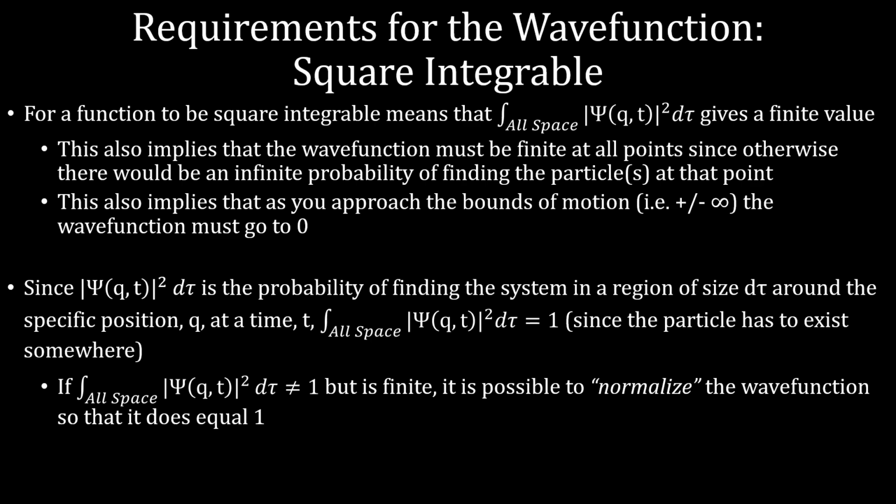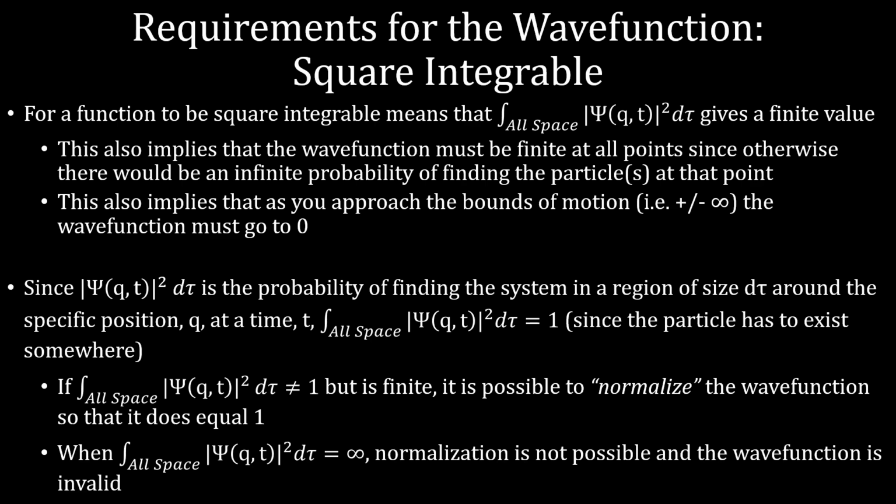So if we were to find that the integration across all space of the norm square is not 1 but is finite, we could then normalize the wave function so that it does equal 1, and when we integrate across all space, we find a 100% chance to find the particle. But when we integrate across all space and get infinity, normalization is not possible, which is what makes the wave function invalid. That inability to normalize and make it so that the probability of finding it anywhere is 1 or 100%.